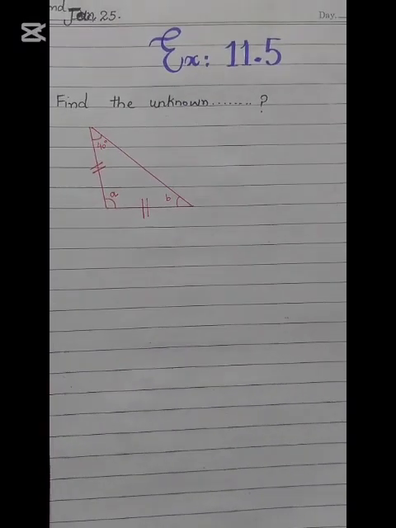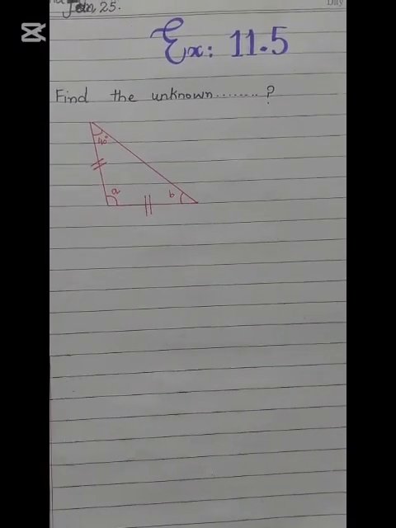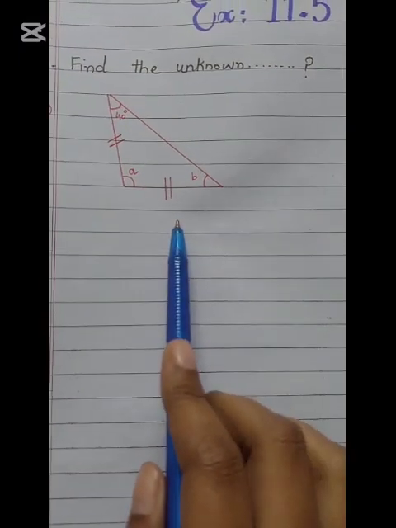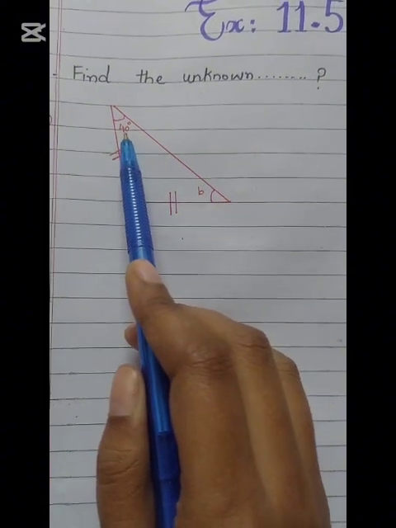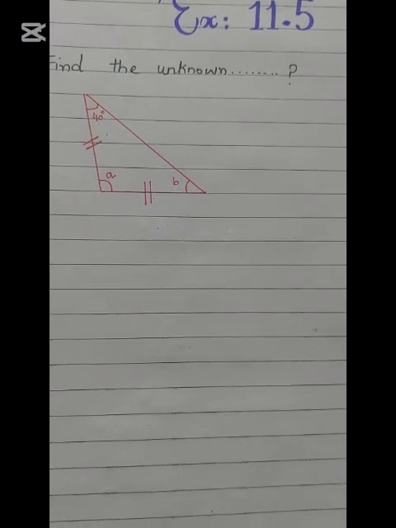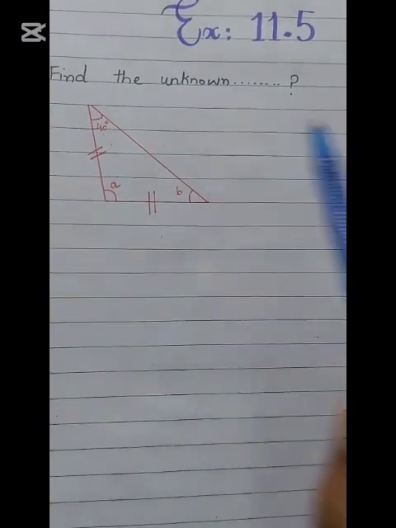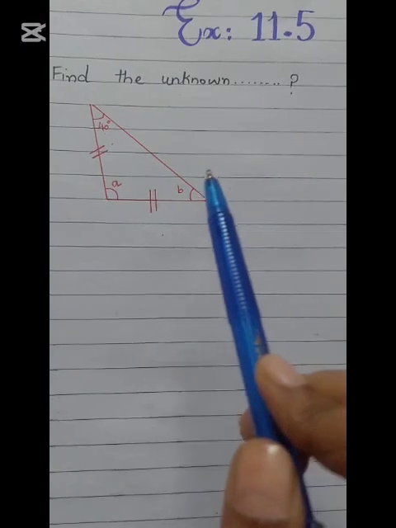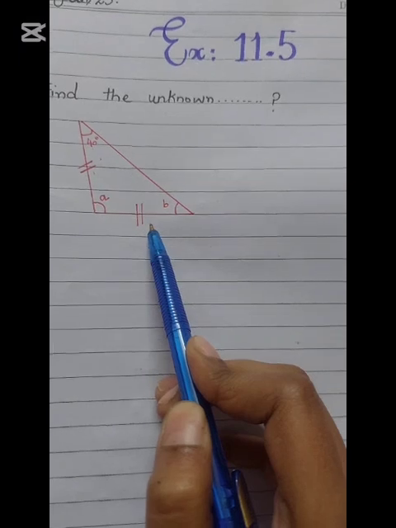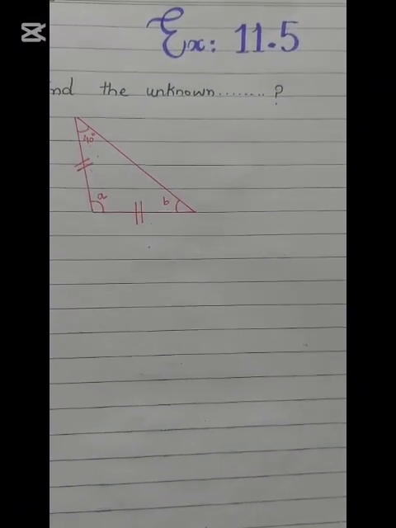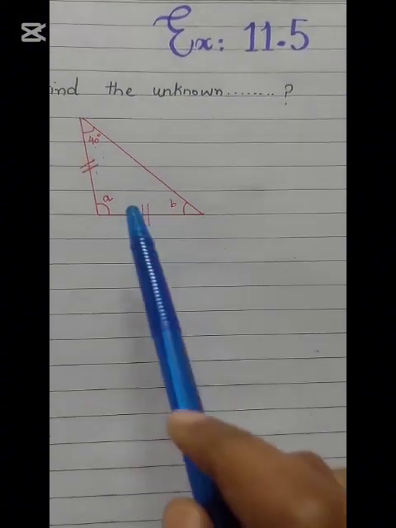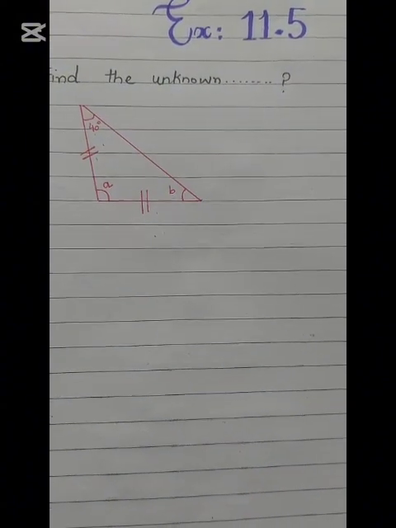Now we start our exercise 11.5. Question number 1: find the unknown angle of the following triangle. Unknown angle means whether it is exterior or interior. In this figure one interior angle is given and two interior angles are unknown. We don't know how to find them, but in previous lectures we talked about the triangle and its types according to sides and angles. There are three types of triangle according to sides or angles. When these two lines are marked on the triangle, which type is it?